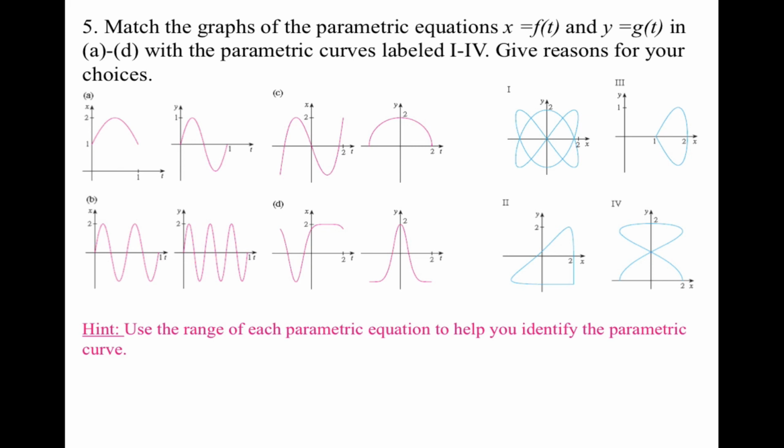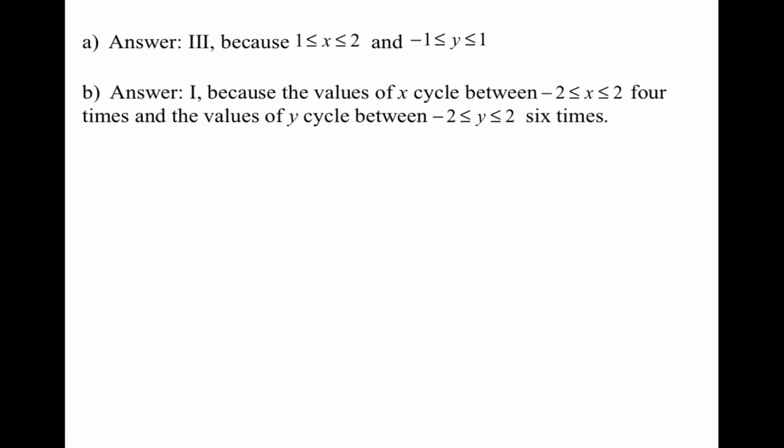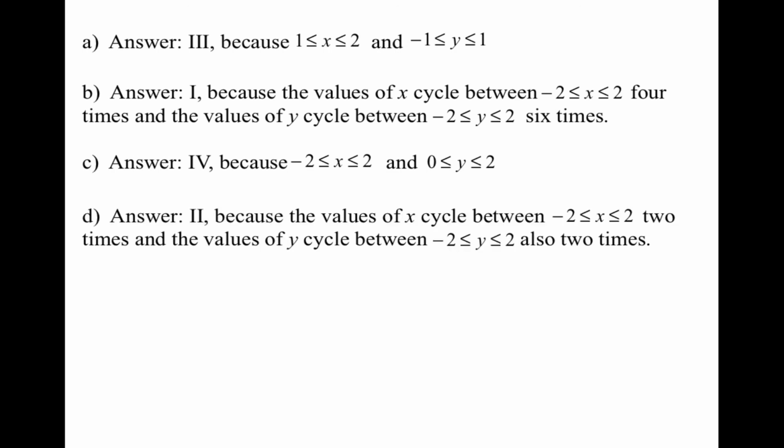All right, let's see how you did. So we already did A. Now for choice B, you should have chosen 1 because the values of x cycle between -2 and 2 4 times, and the values of y cycle between -2 and 2 6 times. For C, you should have chosen 4 because x is between -2 and 2, and y is between 0 and 2. And then answer choice D should have been 2 because the values of x cycle between -2 and 2 2 times, and the values of y cycle between -2 and 2 also 2 times.